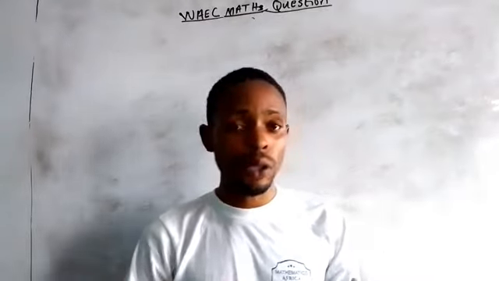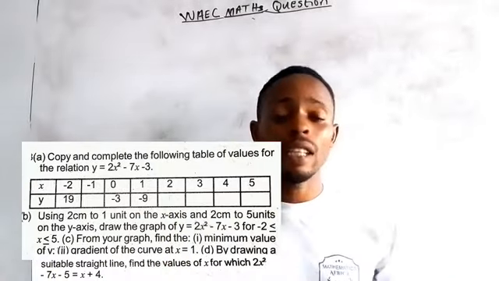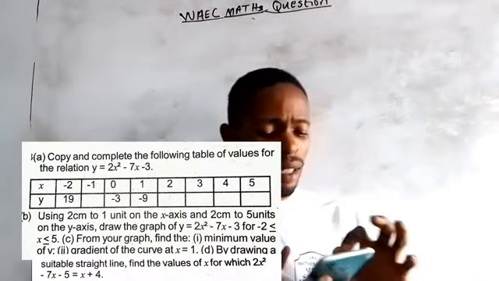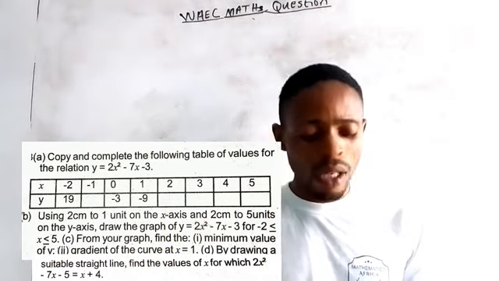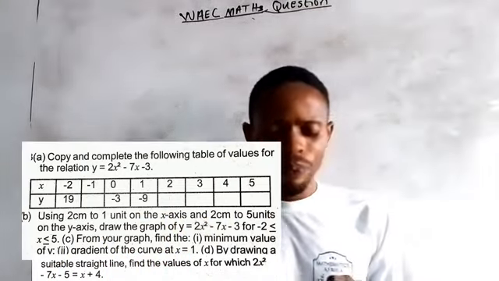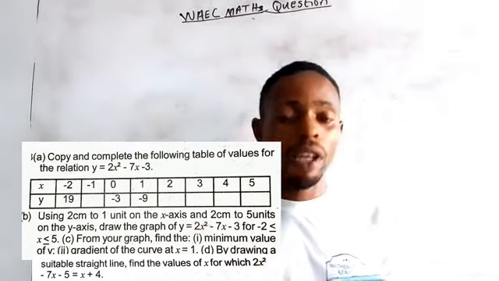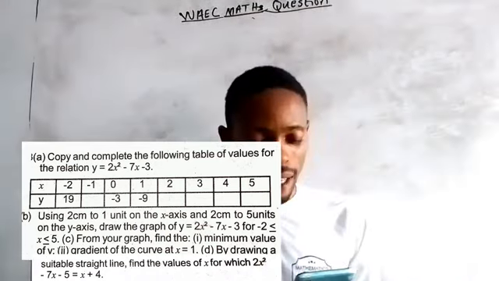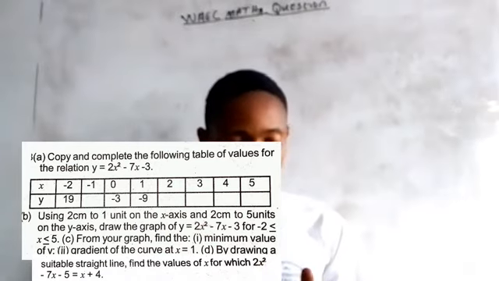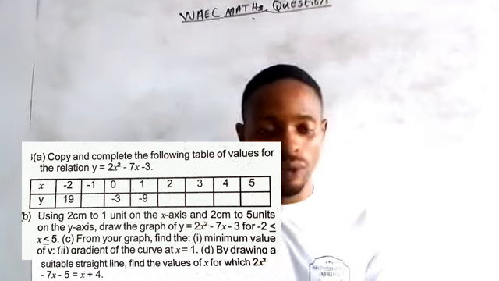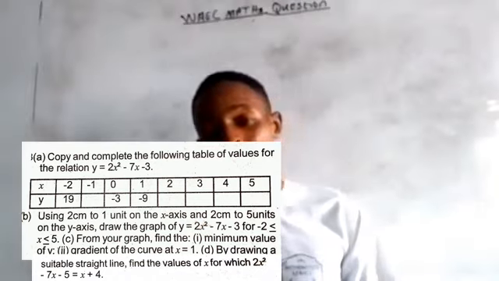So the first question I'm about to drop is this. You can see it displayed on the screen. Let me read the question from here. Copy and complete the following table of values for the relation y = 2x² − 7x − 3, and we have the table. We have x = −2, −1, 0, 1, 2, 3, 4, 5, and y = 19, and we have −3 and 9.